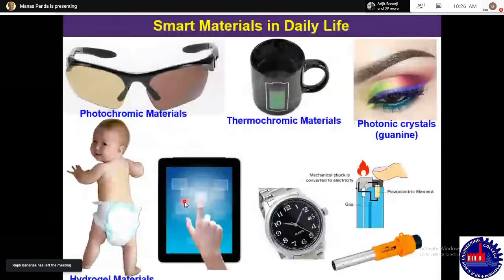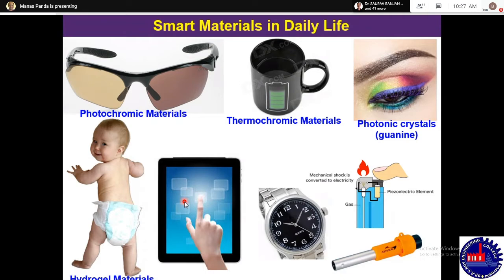And in everyday life, we encounter smart materials, from photochromic glasses like sunglasses. You know that indoors they are very transparent, and if you go out in the sun, they become dark. So these are photochromic materials, responsive to light. I'll talk about each of these in detail in the subsequent slides. There are thermochromic materials also, which change color in response to temperature. Photonic crystals change color depending on the angle you are viewing from.